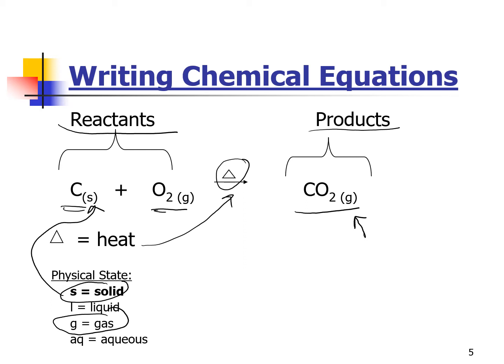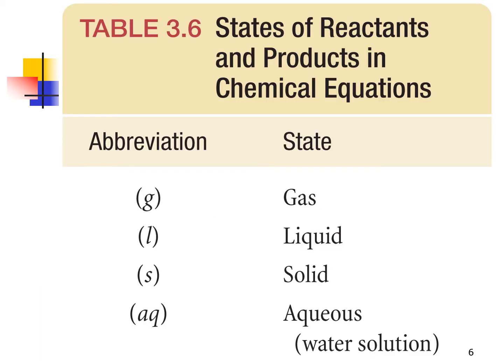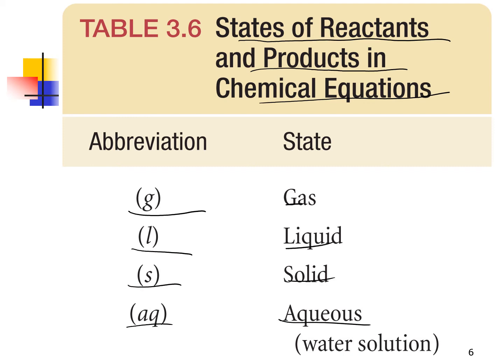The other physical state you need to know is L for liquid, and then AQ is aqueous, which means something is mixed in water. So that would be a mixture. This slide shows the states of your reactants and products in chemical equations. You can have a gas, liquid, solid, or aqueous with their abbreviations.